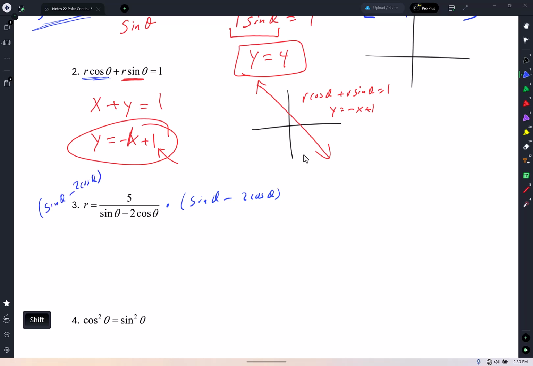So here's what you have. You're going to have r on the outside, sine theta minus 2 cosine theta. I was going to distribute it, but leave it alone right there. Equals 5. Thank you, miss. We'll be back. Okay.